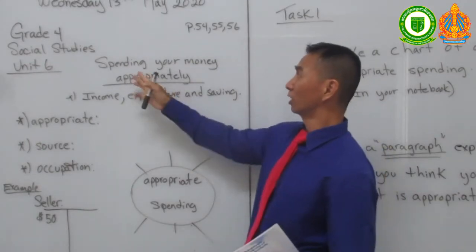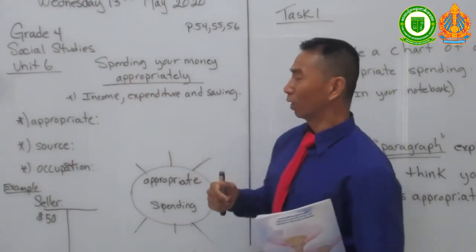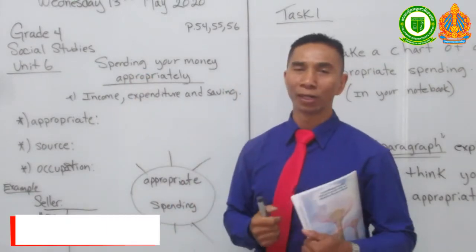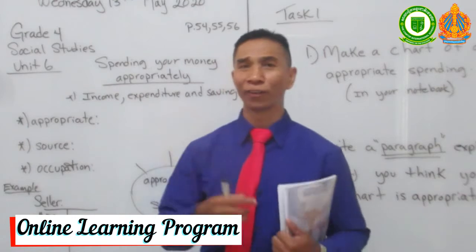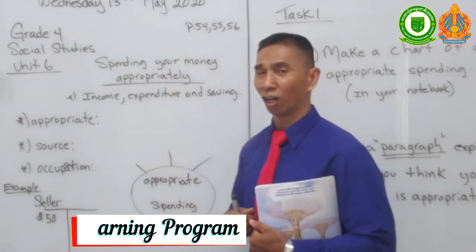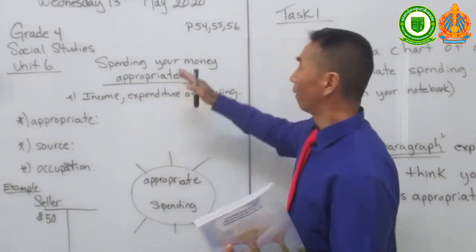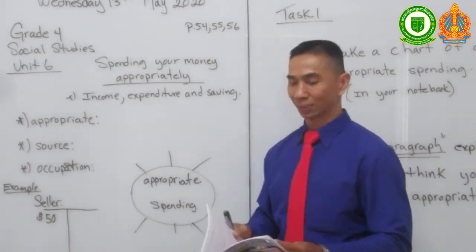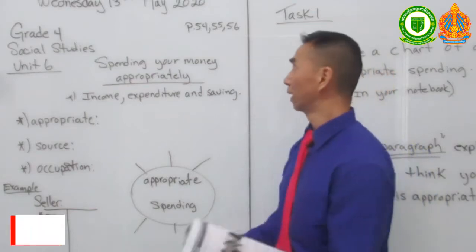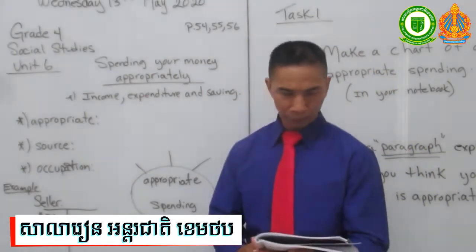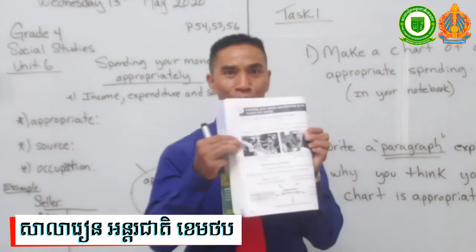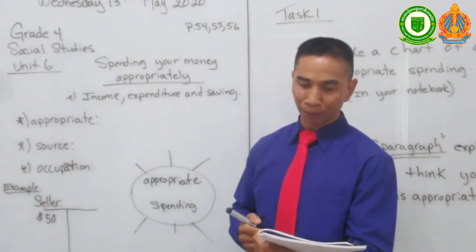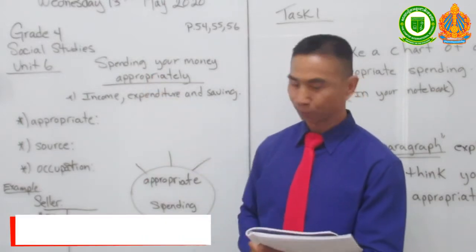Today we are talking about spending your money appropriately. What does that mean? Spending your money appropriately. Well, we're going to find out as we go along on our schedule. We're going to study pages 54, 55, and 56. Can you please take out your book and turn to page 54? Page 54 is Section 3 in your books, and it talks about appropriate spending according to your income.